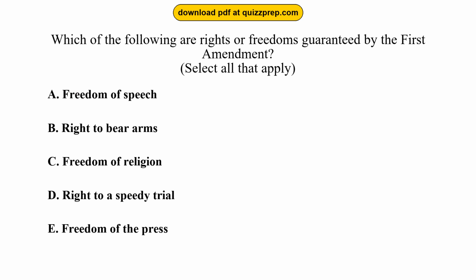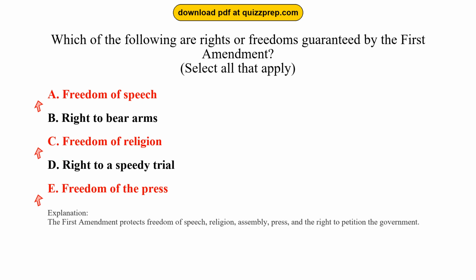Question 15. Which of the following are rights or freedoms guaranteed by the First Amendment? Option A. Freedom of speech. Option B. Right to bear arms. Option C. Freedom of religion. Option D. Right to a speedy trial. Option E. Freedom of the press. The correct answers are options A and C and E. Freedom of speech, freedom of religion, freedom of the press. The First Amendment protects freedom of speech, religion, assembly, press, and the right to petition the government.